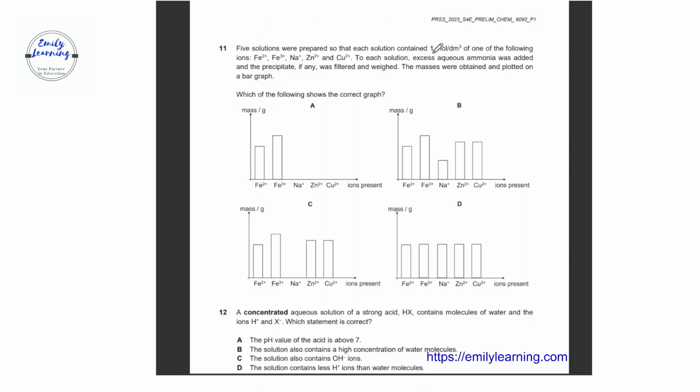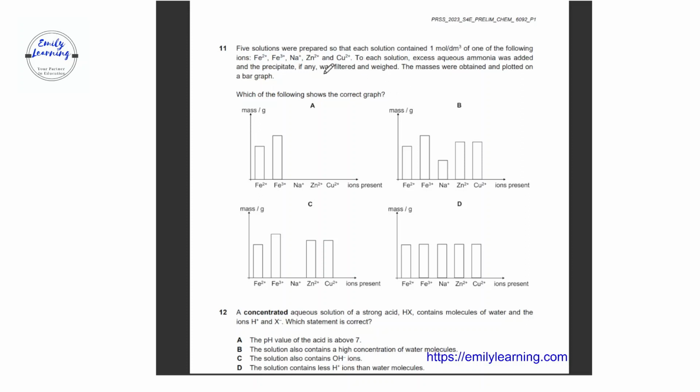Now, if we add aqueous ammonia, we are going to precipitate out the hydroxides. So basically what we are looking at is iron(II) hydroxide, iron(III) hydroxide, sodium hydroxide, zinc hydroxide, and copper(II) hydroxide, and we are going to add excess. Recall in your qualitative analysis chapter, for some of them, the precipitate is soluble in excess aqueous ammonia. So later on it will dissolve, then the mass of the precipitate will go to 0, because it's soluble in excess ammonia, and we have added excess. So which of the following shows the correct graph?